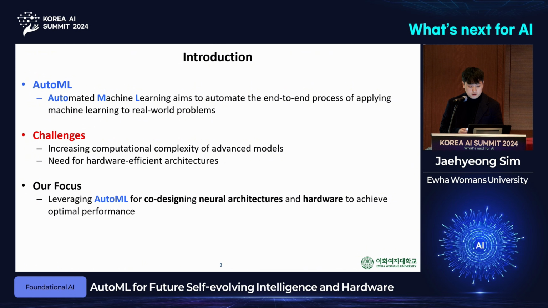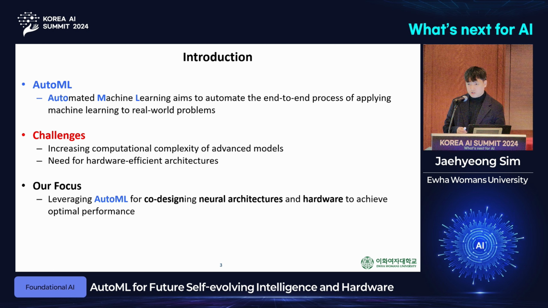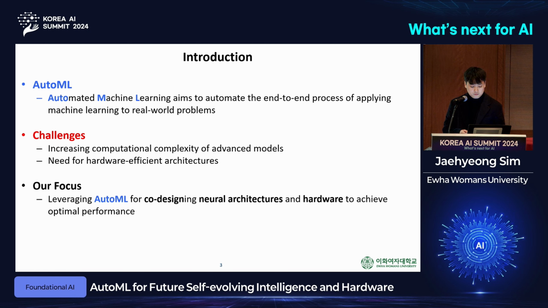But it comes with several challenges, including the increasing computational complexity of advanced models. We have such skyrocketing size of models, such as large language models and foundation models. To automate the design process of this kind of model is going to require a huge amount of computational resources. And secondly, typical AutoML is targeted at improving the accuracy or performance of a single model.